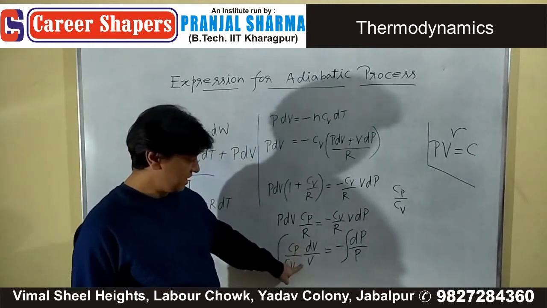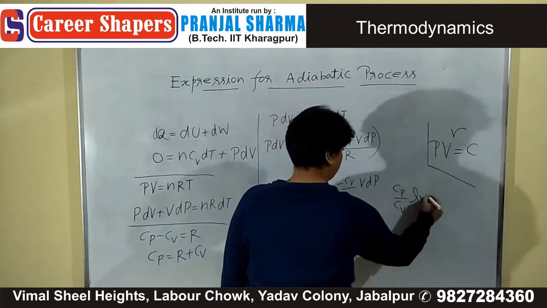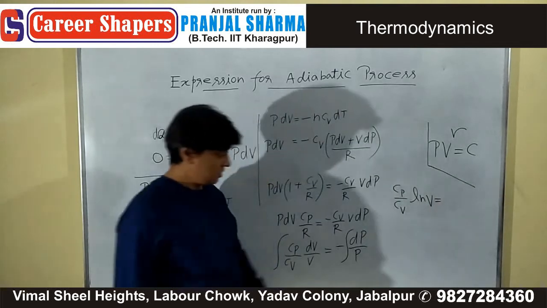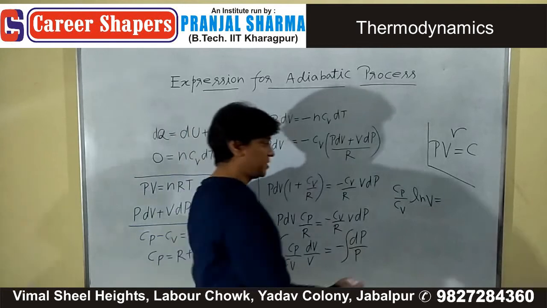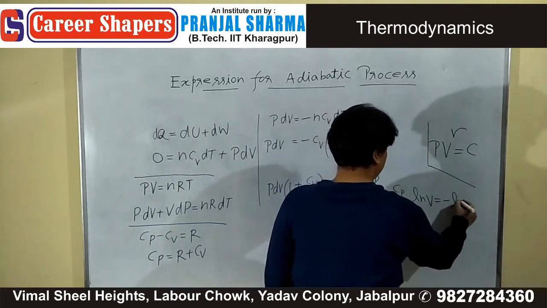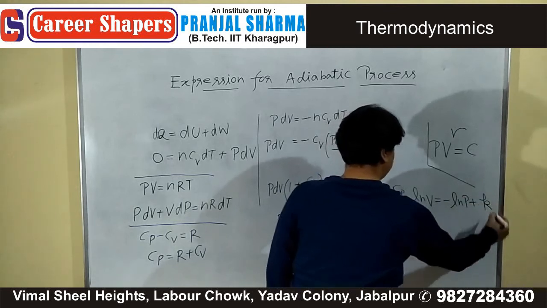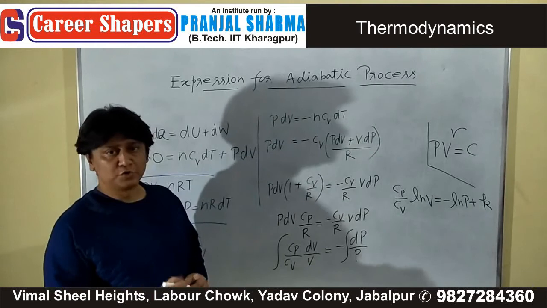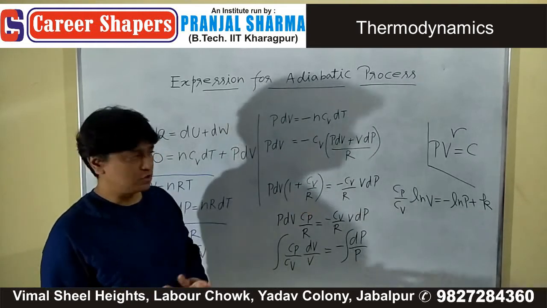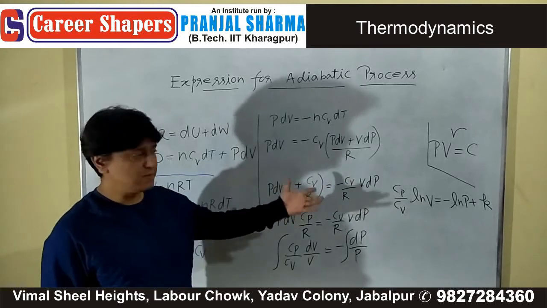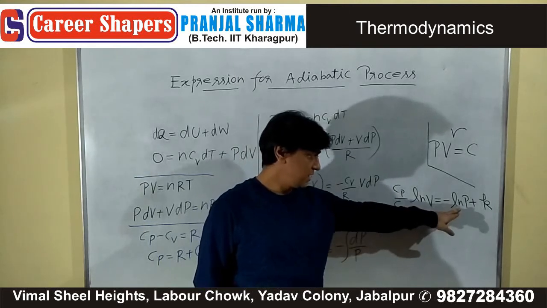What is the integration of dV upon V? Log V. This side, minus of dP upon P. What is the integration of minus of dP upon P? Minus of log P plus constant of integration K. Since we are using C for molar specific heat capacity, I have taken K as some constant. You can take it C, doesn't matter. Cp upon Cv log V minus log P plus K.